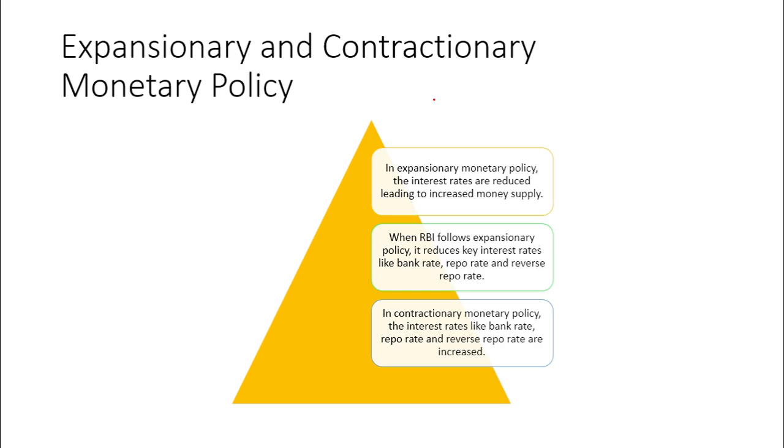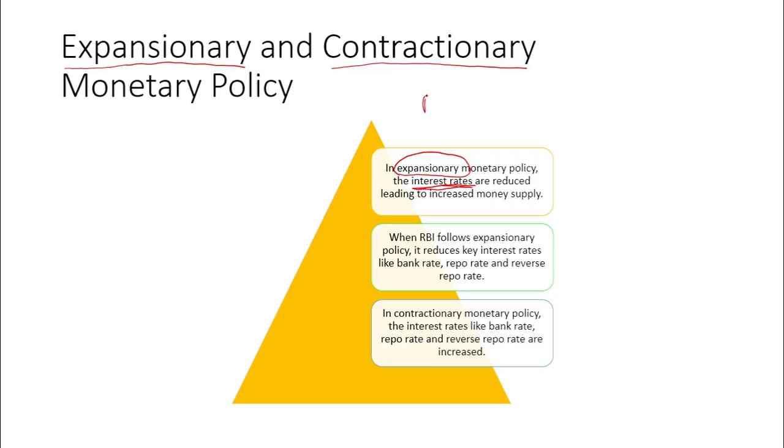So now we have a basic understanding of the monetary policy. So now let's have a look at two types of monetary policy. First one is the expansionary policy and second is the contractionary policy. Both are types of monetary policy. Now in the first type, which is the expansionary monetary policy, what the government will do is, through RBI, they will reduce the interest rate. They will reduce the interest rates.